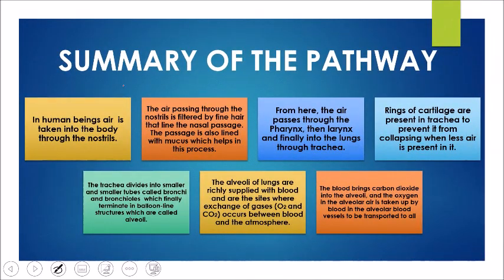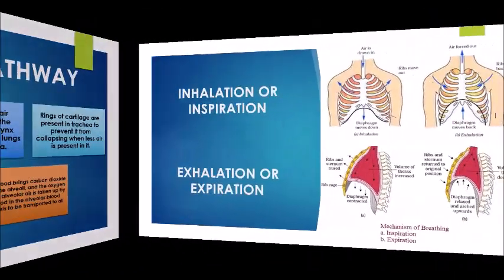I have summarized the entire pathway as present over here. You can go through this in detail, as it's given in simple language. I've given the conclusion part and put it in table form, which would be much better. One important point here: when you draw the diagram of the trachea, make sure you draw rings. Why? Because rings of cartilage are present in the trachea to prevent it from collapsing. When less air is entering, the cartilaginous rings around the trachea prevent it from collapsing. That's important.